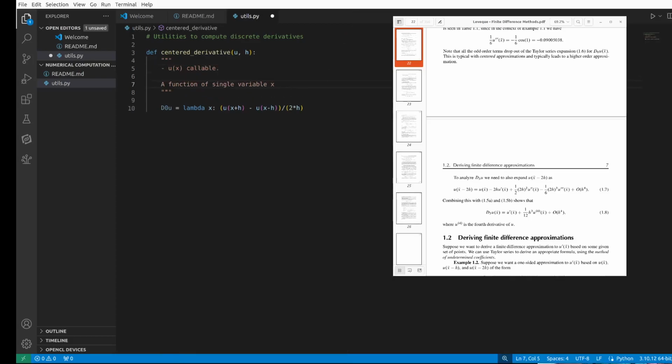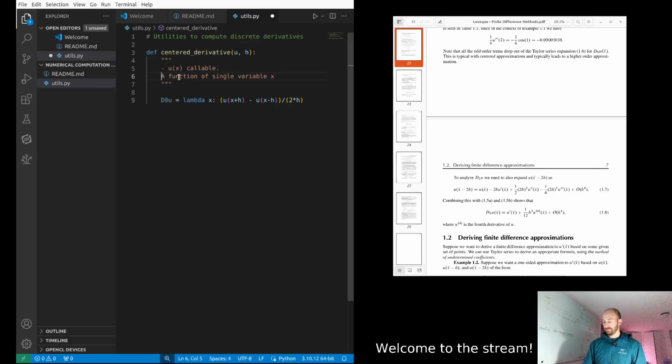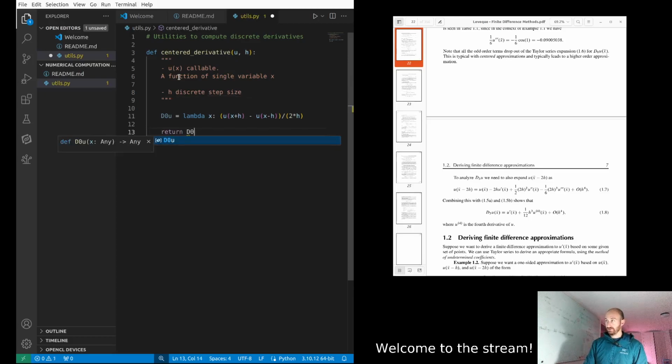Function of a single variable. Then what? And then we also have h, which is the discrete step size. Okay, so we're going to return d0u. And that's it. Okay, so maybe we should run some examples to test it with.